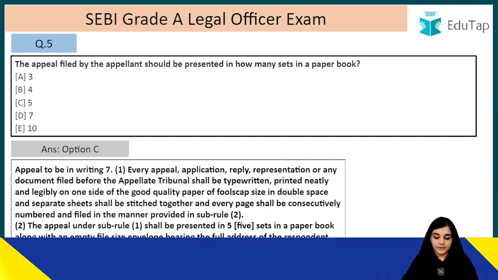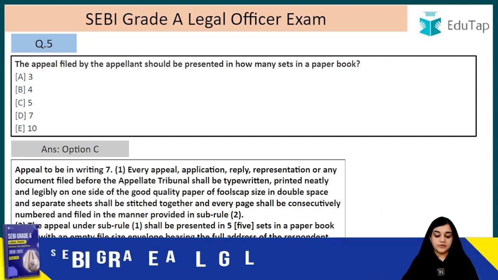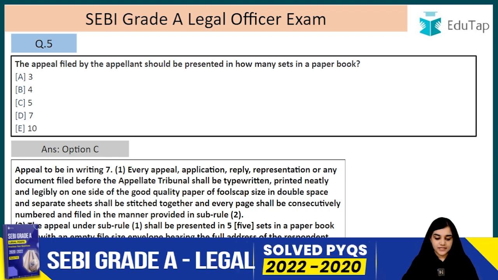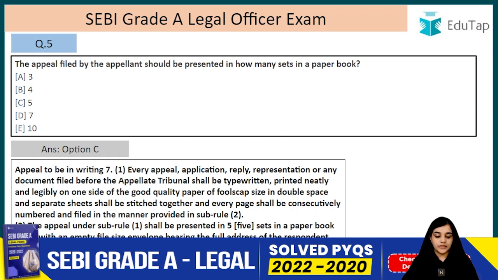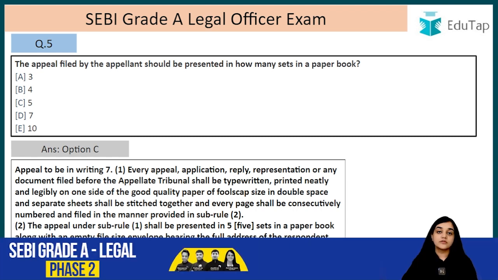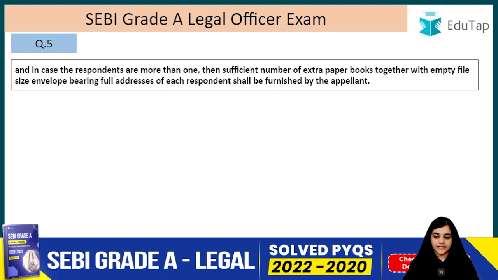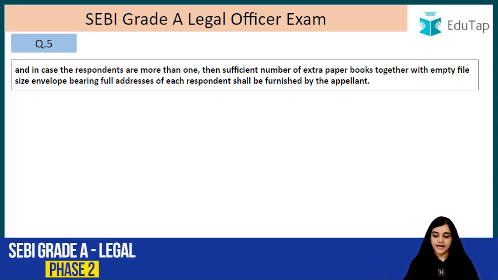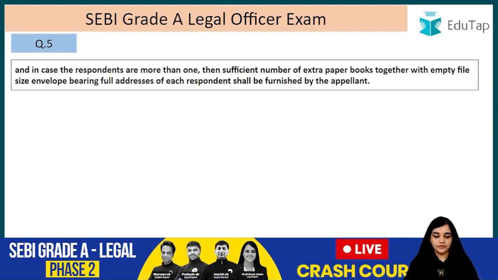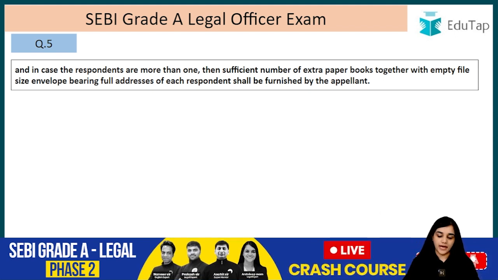Sub-rule 2. The appeal under sub-rule 1 shall be presented in 5 sets in a paper book along with an empty file size envelope bearing the full address of the respondent. So this is how many sets? It is 5, right? So that is why the answer was 5. And in case the respondents are more than one, the sufficient number of extra paper books together with the empty file size envelope bearing the full address of each respondent shall be furnished by the appellant.